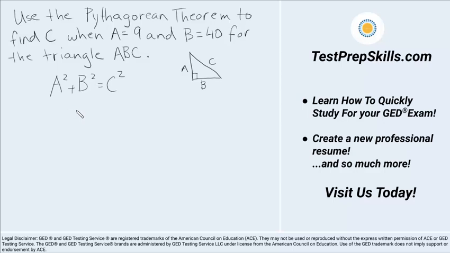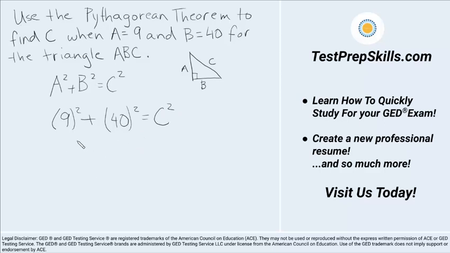So let's go ahead. First thing we're going to do is we're going to take our given values, A equals 9 and B equals 40. We're going to substitute them into this formula we have. So A is 9, and that's going to be squared. And we're going to add to that B, which is 40, and that's also going to be squared. That's going to equal C, and let's not forget it's squared, okay?